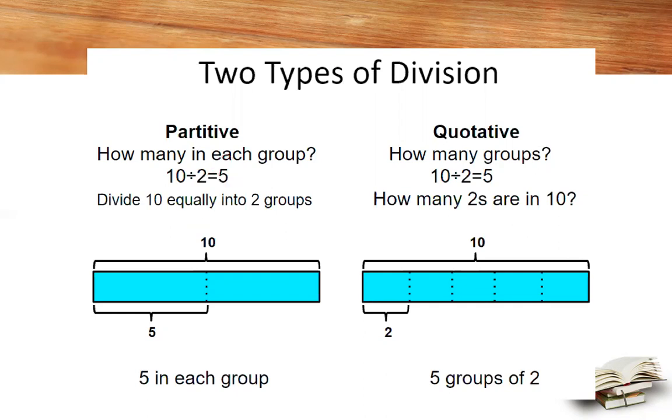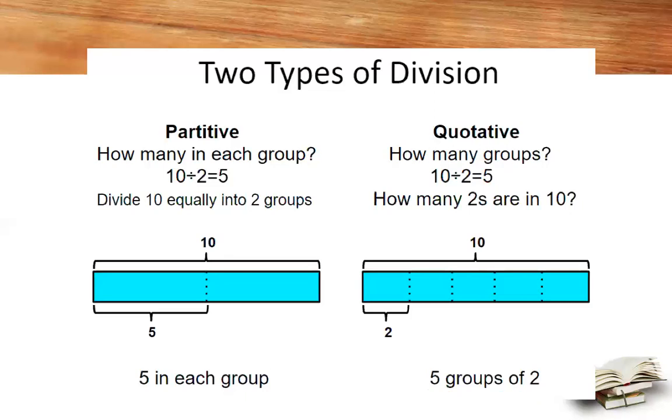And then what about quantitative? That is looking for how many groups. For example, I take 10 divided by 2, so equals 5. So what does the 5 mean? It means I'm looking for how many 2s there are in 10. So therefore, I'm looking for how many groups. So 5 groups of 2, right?